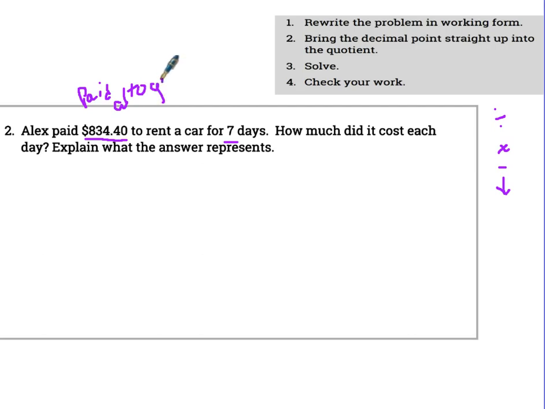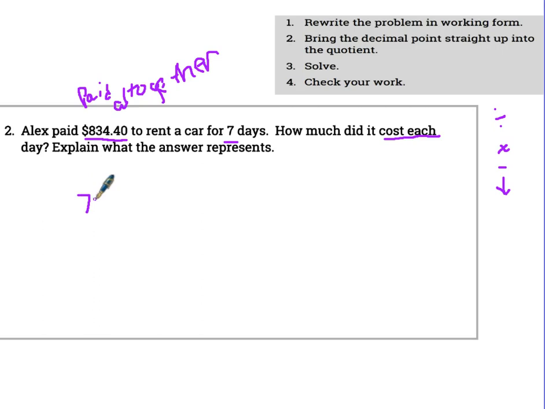Kind of a little difficult to write using the keypad. That's all together. Kind of hard to read too, but all together. That was his total cost. Probably would have been easier to write total cost. And 7 days. I want to know each day. So that tells me if I want to know each day, that's a division problem.